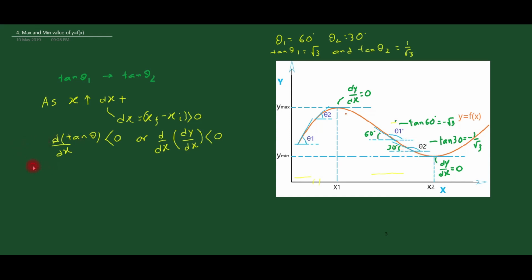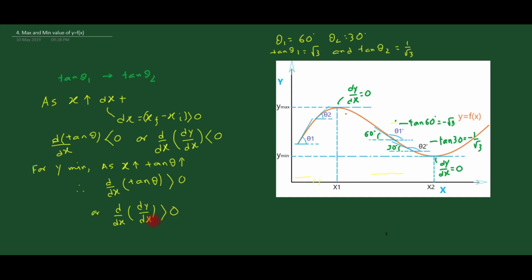For y minimum, as x increases, slope tan theta also increases, hence d by dx of tan theta increases, means the final value is greater than the initial value. So that's why it is greater than 0, or d by dx of dy by dx is greater than 0.